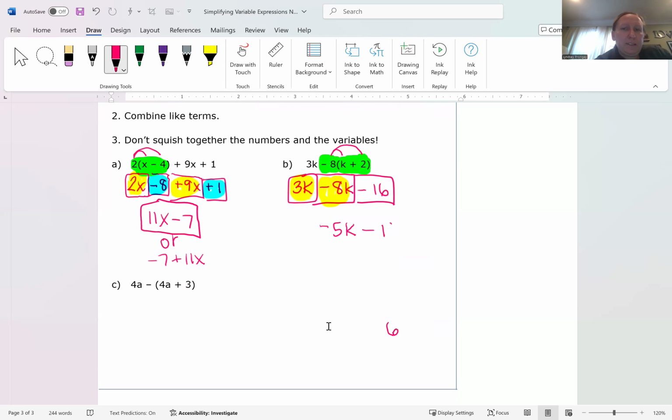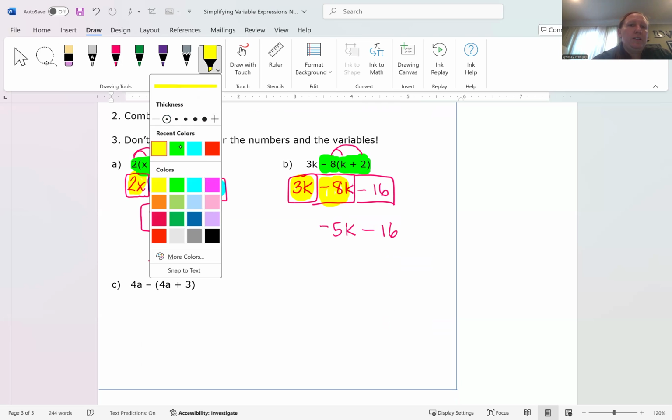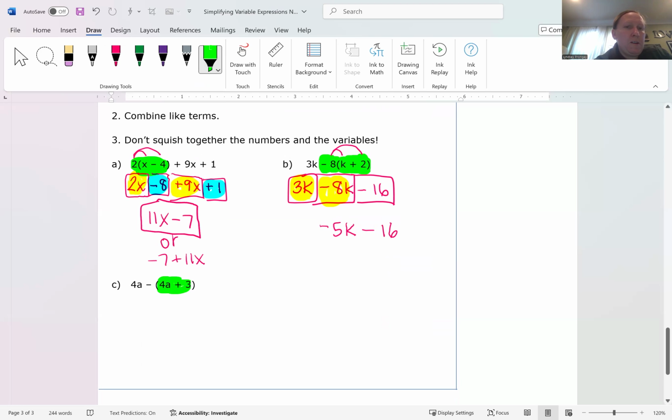And the last one, my 6, so I will put that back. We have a parenthesis, and there is just a minus sign out front. Okay, so it looks a little bit different. In a previous video, we talked about how that just means that there's an invisible 1 there, and we're distributing a negative 1. So we're going to distribute the negative 1 to both things on the inside. So 4a comes down, don't use it yet. Negative 1 times 4a is negative 4a, so we say minus 4a. Negative 1 times 3 is a minus 3.